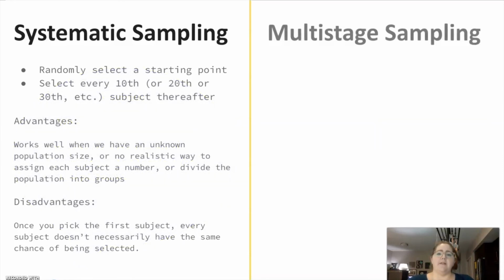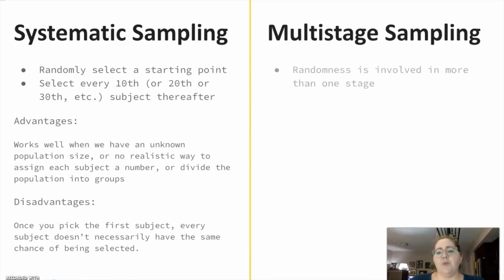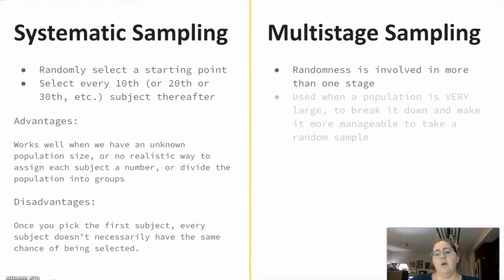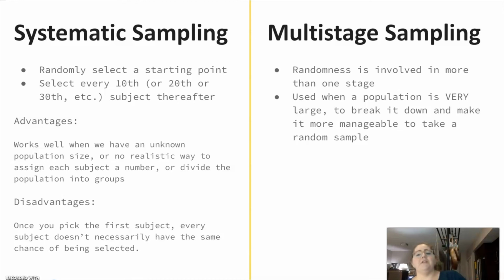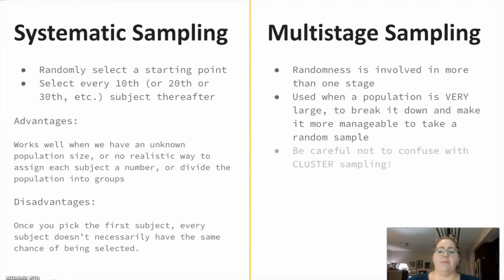Our last method of sampling is called multi-stage, and this is pretty much what it sounds like. It means that randomness is involved in more than one stage. So this is used when our population is very, very large, like the entire United States. It makes it easier to break down our population into more manageable chunks, and it gives us a little bit more representation as well. We want to be careful not to confuse it with cluster. It is often confused with cluster by students, and that's really because cluster is usually one of the stages in a multi-stage. It probably is the first stage.